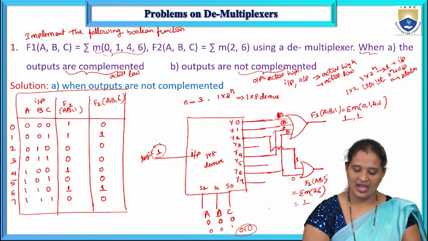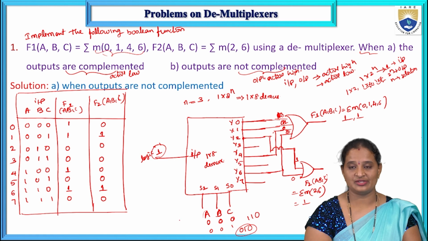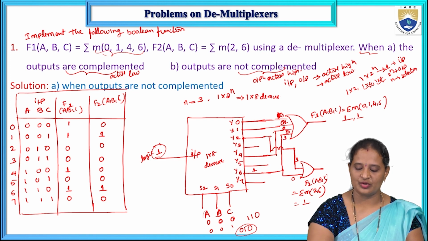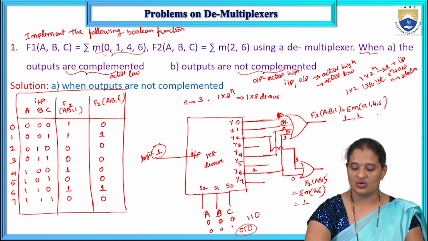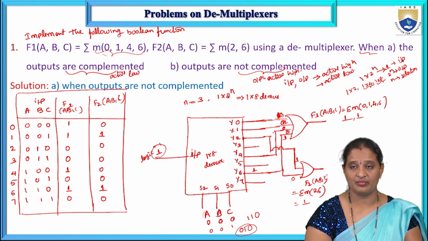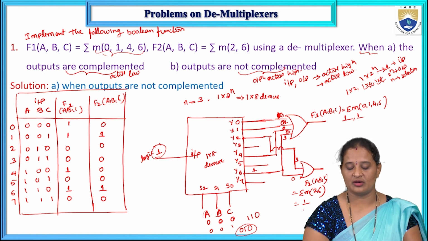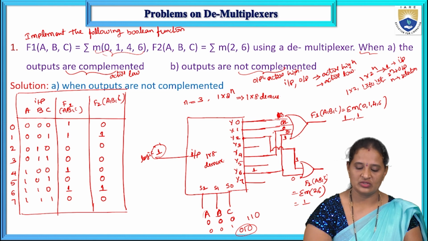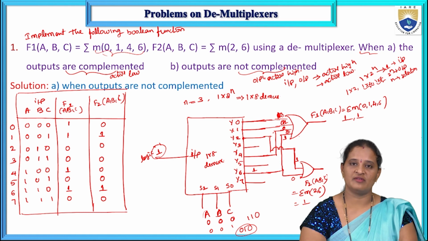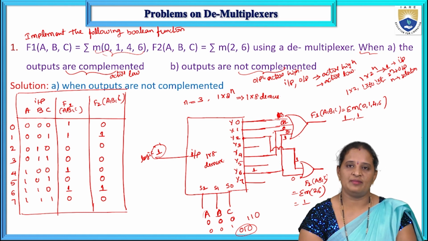Like that, when the selection inputs are 1, 1, 0, y6 is selected and the data available on input will be sent to y6. So y6 is now 1, and as one of the inputs to the first OR gate is 1, the output will become 1. And f2 is also getting 6 as input, so the output of the second OR gate is also 1. Like that, we can implement any Boolean function, any number of Boolean functions, using this demultiplexer.